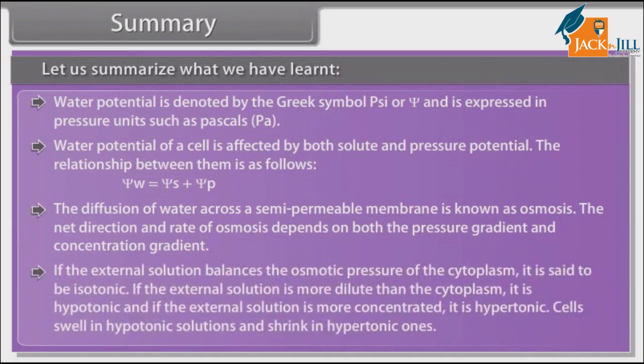If the external solution balances the osmotic pressure of the cytoplasm, it is said to be isotonic. If the external solution is more dilute than the cytoplasm, it is hypotonic. And if the external solution is more concentrated, it is hypertonic. Cells swell in hypotonic solutions and shrink in hypertonic ones.